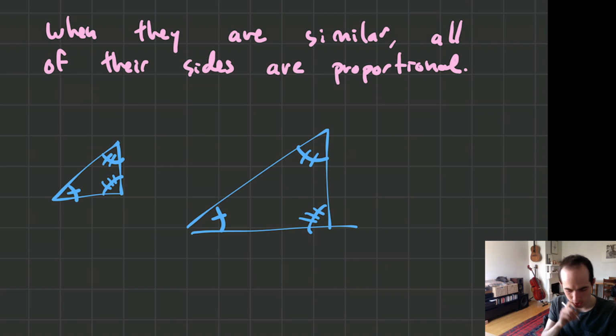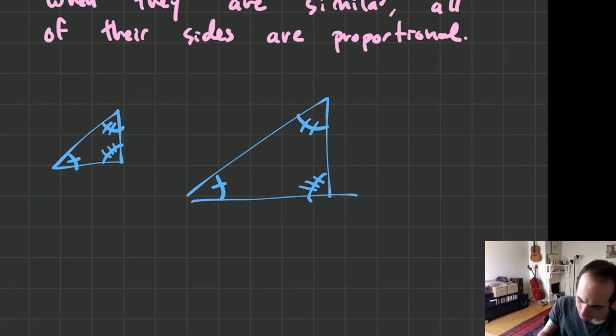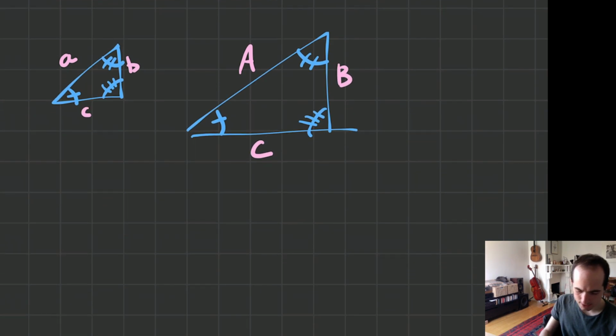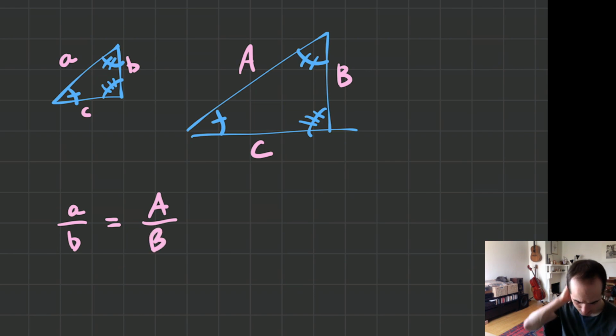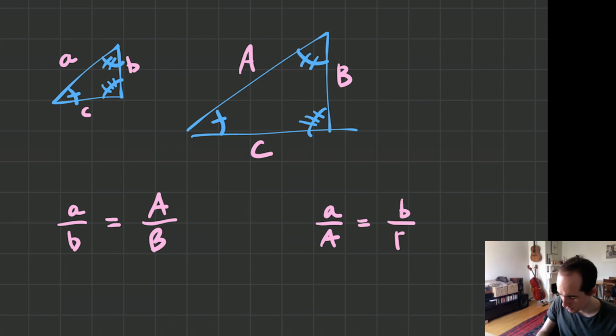Okay, so I've got these two triangles, and let's say I've got this side here, which is lowercase a, and this side here, which is capital A. This is lowercase b, capital B, lowercase c, capital C. That means that a over little b is equal to big A over big B, and in the same sort of respect, we could say that a over big A is the same as b over big B, right?